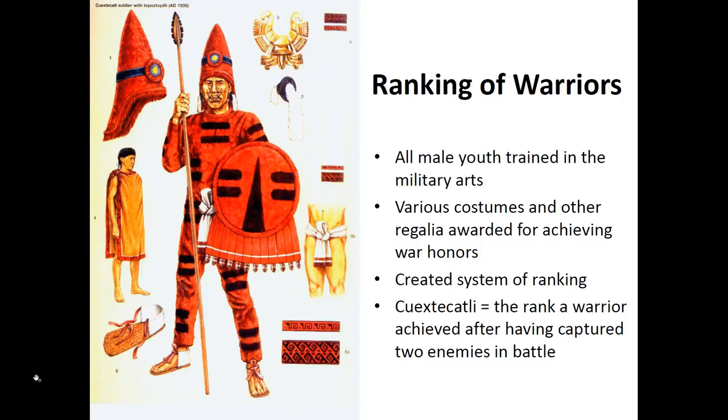Here we see a Quachic, which is the rank a warrior achieved after having captured 2 enemies in battle. He had a distinctive costume that he wore in battle, with a distinctive design on the shield and the costume. And it wasn't just the costume that he wore into battle. The same design could be embroidered on a cloak that he would wear in everyday life that would signal to everyone his military rank. There are also particular ornaments that were allowed to be worn that would also signal the rank of the individual.